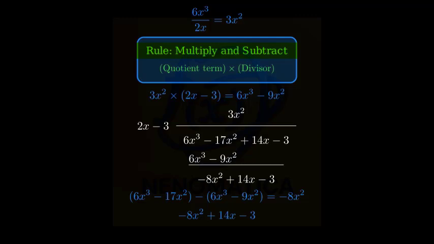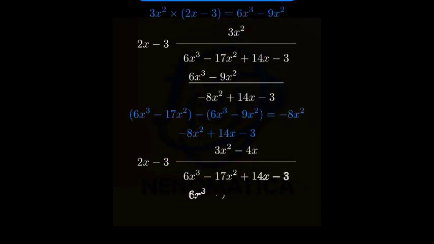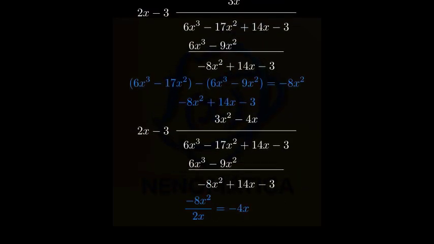Divide the leading term of our new polynomial, negative 8x squared, by the leading term of the divisor, 2x. This gives us negative 4x, which we add to our quotient. Step 5. Now, we multiply the divisor by this new term. Negative 4x times 2x minus 3 gives us negative 8x squared plus 12x.